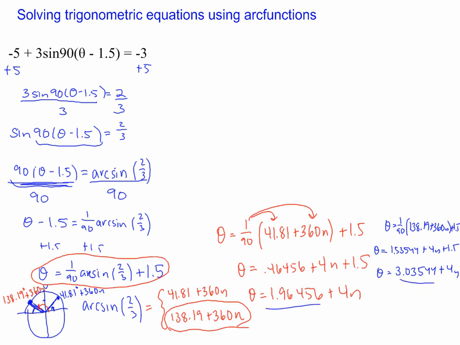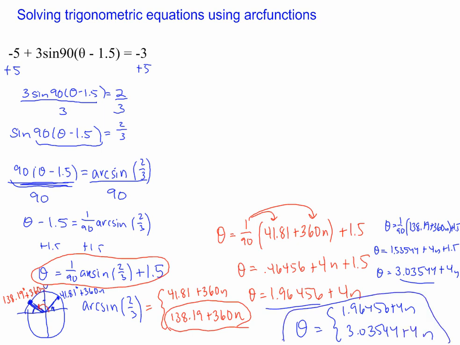So all together, I have my general solution for theta. Combining these two, theta is equal to the set of 1.96456 plus 4n and 3.03544 plus 4n. Those are all the angles that make this equation true. That is not a short process.